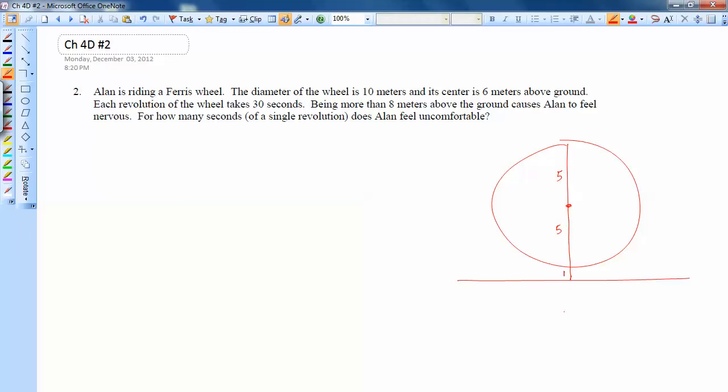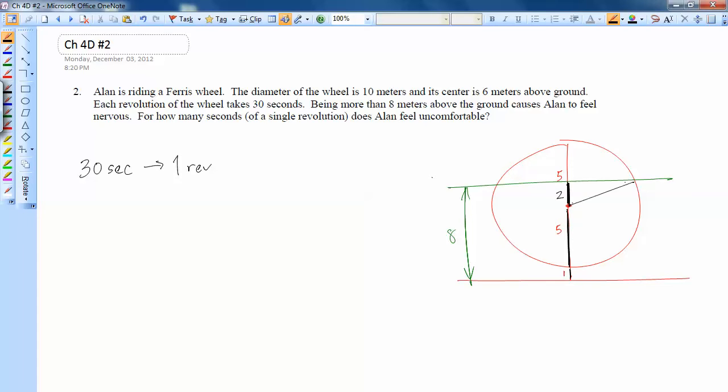And when Alan is 8 meters high, which is everything above this line, let's say about here, so this is 8 meters, then he's nervous. So that would mean that this part right here is 2 units, because it's 5 more below it and 1 more below that, so that would make 8. So the question is, how many seconds of each revolution is Alan nervous? And 30 seconds is 1 revolution.